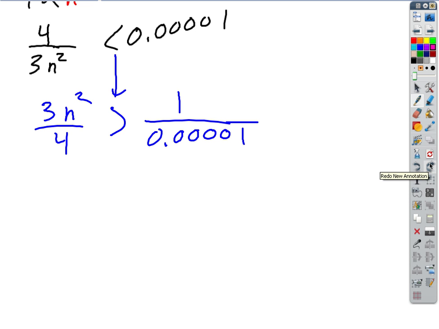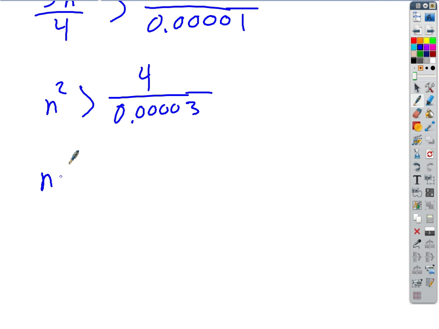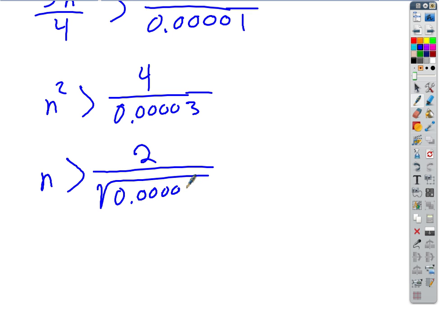Either way, though, to solve for n squared, what do we end up doing? Now it's the same kind of stuff we've done in the past. What do we do to isolate an n squared? Okay, good. So multiply by 4/3. So n squared is greater than 4 over 0.00003, right? If I multiply by 3. And then if I square root both sides, I get n is greater than 2 over the square root of 0.00003, or even just the square root of the whole thing.